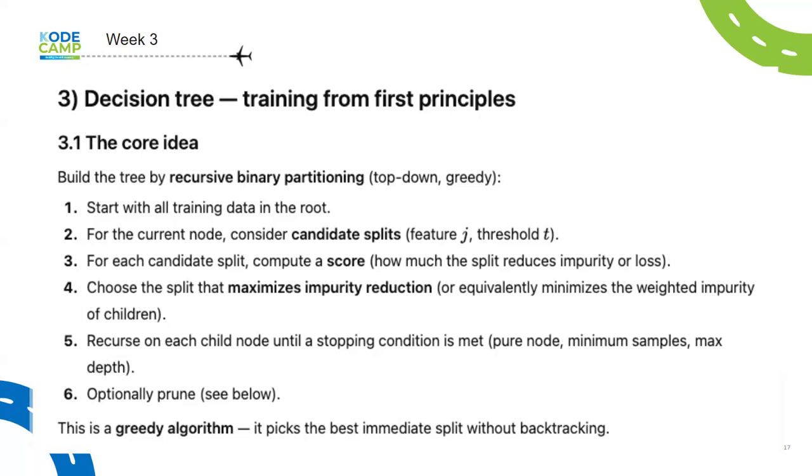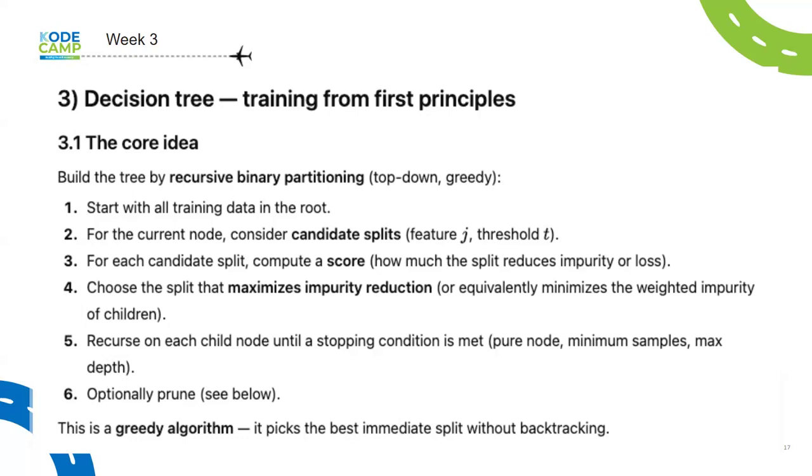Okay. So what you now want to do is choose a split that maximizes the impurity reduction. You want to reduce impurity at each split. Or equivalently, you minimize the weighted impurity of the children. If you minimize the impurity of the children, that means you are maximizing the reduction of the impurity, because you want the impurity to be as small as possible.